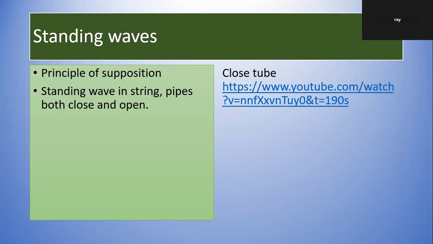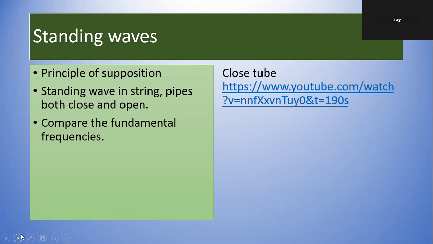Last week we studied standing waves. We studied the principle of superposition. It tells us how to add up when the waves cross. We add the displacement to get the resultant displacement. We don't see the individual waves anymore when they cross. We see the resultant waveform. Then we look at standing waves in string, pipes, both closed and open pipe. Then we compare the fundamental frequency.